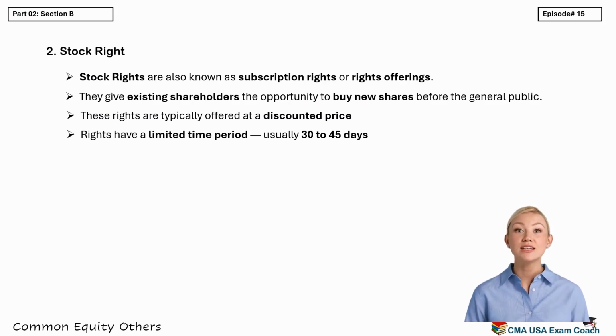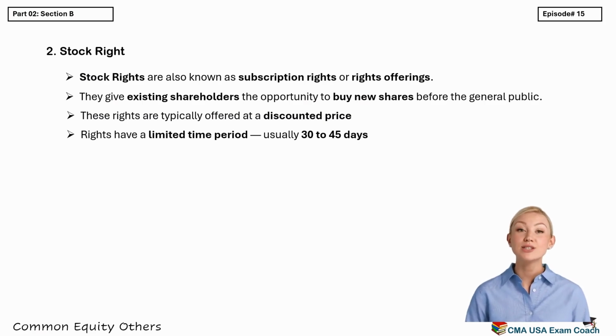For each share they already own, shareholders receive a certain number of stock rights. These rights can be used to purchase a specific number of new shares, often at a price lower than the current market price. Let's say you receive one right for every share you own, and you need 5 rights to buy one new share. This allows you to buy new shares at a lower cost. This helps the company raise funds and rewards loyal shareholders. Stock rights are typically short-term, meaning they have an expiration date. If you do not use your rights within that time frame, they will expire and become worthless.